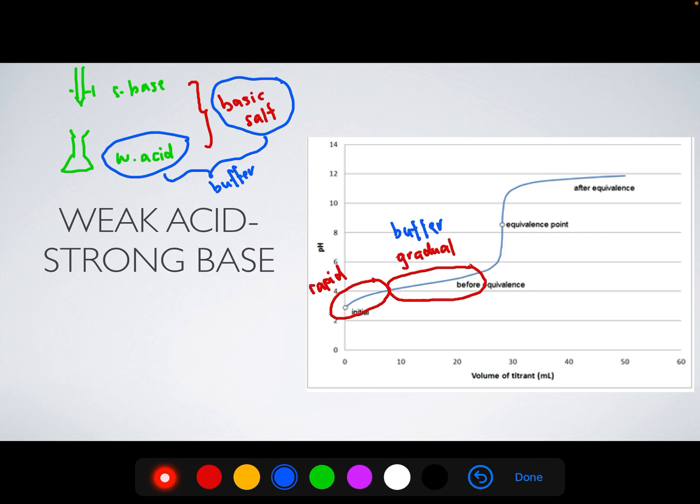So oleh kerana kita ada buffer solution di sini, okay, therefore pH increment itu pun akan menjadi sangat slow. Okay, so with the addition of volume of titrant, the pH will increase, but the increase in pH tu goes very gradual. Okay, so dia akan naik, tapi dia naik secara sikit demi sedikit. Okay, sampailah sehingga dia approach kepada equivalent point. Okay, so this is the equivalent point. So if you notice, the equivalent point in weak acid and strong base titration ini, dia punya pH berlaku more than 7.